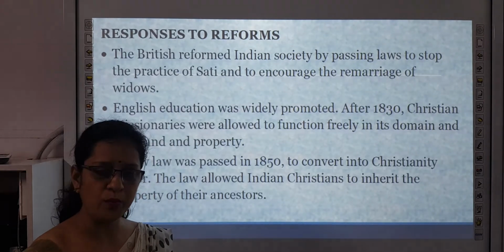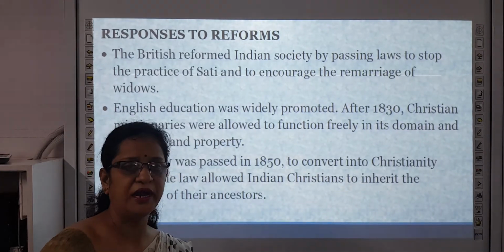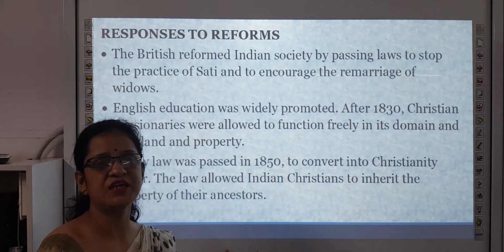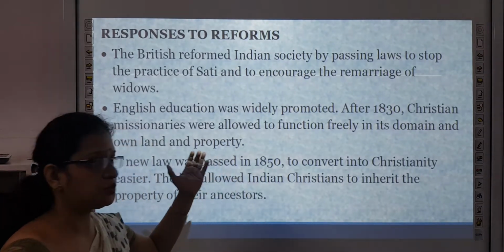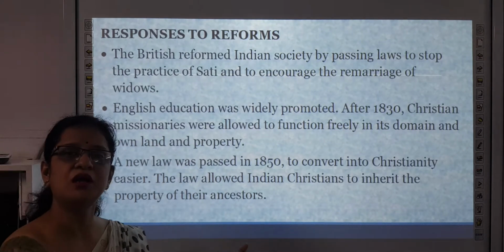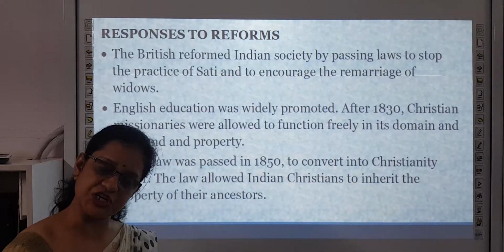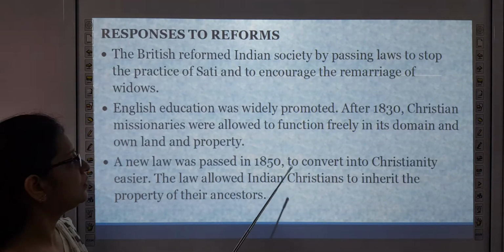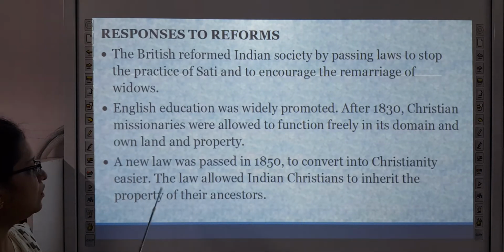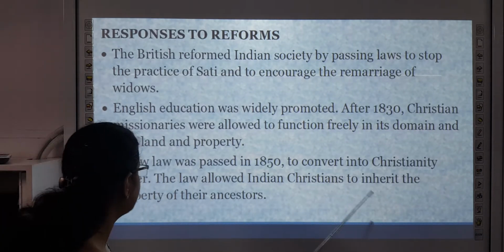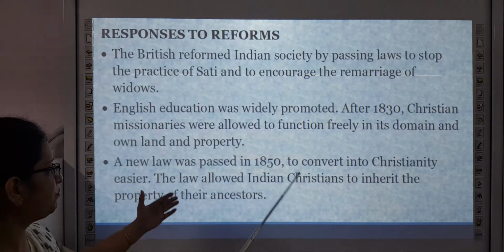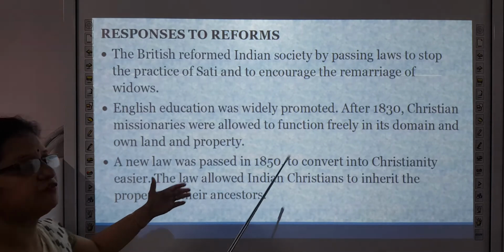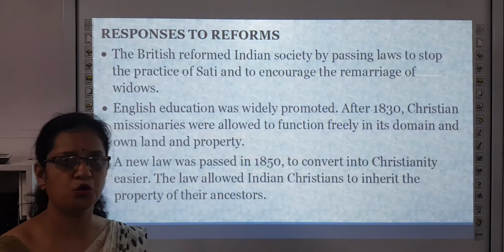However, students, at the same time there was a group who wanted change in the existing social practices. To make converting to Christianity easier, the law allowed Indian Christians to inherit the property of their ancestors. It means they would be able to get the property of their ancestors if they converted to Christianity. How cruel it was, no?